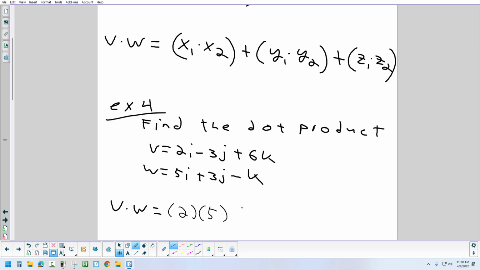So 2 times 5 plus, what would be the next two things I multiply together? Yep. Negative 3 times 3. Okay. And if that was 2D, we'd be done. But now in 3D, what's going to be my last part?